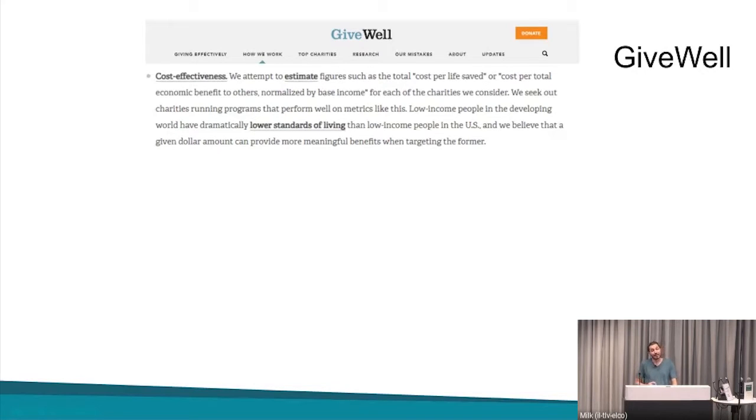GiveWell uses three main metrics to evaluate the charities that they recommend. The first is cost effectiveness. For every additional dollar that we pay in, what are the actual effects that we get? How many more DALYs, years of healthy life, are provided to someone? How many more children get a better education? How much are each of these individuals affected? Right? What do we get? What do they get? What changes happen to their lives? And trying to quantify these estimates as best as they can.